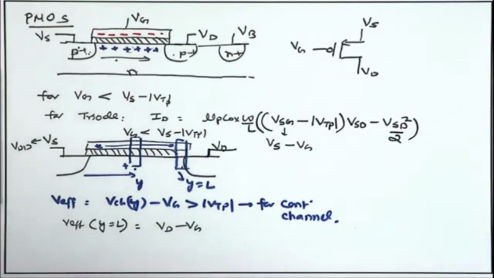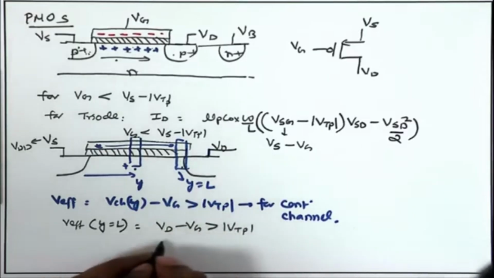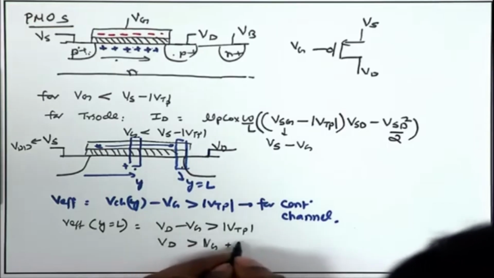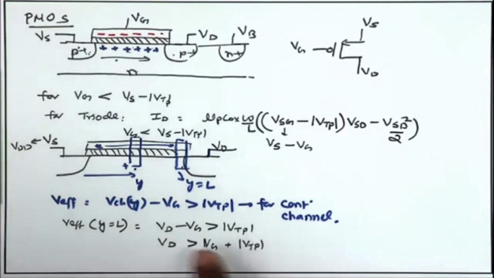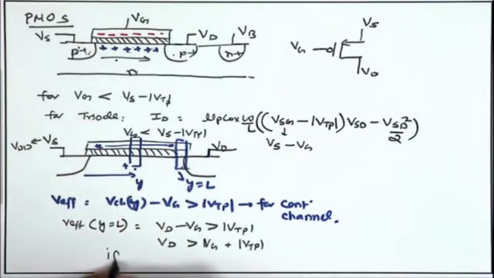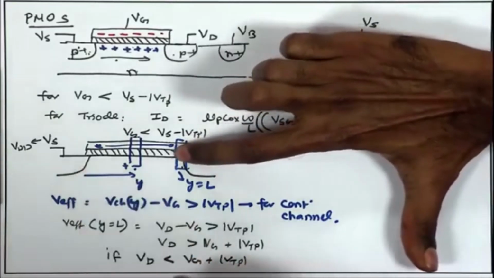So, Vd minus Vg, and in order for the channel to be present here, this potential Vd minus Vg must be greater than mod Vtp, or in other words Vd should be greater than Vg plus mod Vtp. As long as this condition is satisfied, the channel will be continuous, but if Vd falls lower than Vg plus mod Vtp, then this condition is violated, and once again at y equal to L we are having a condition of pinch off.